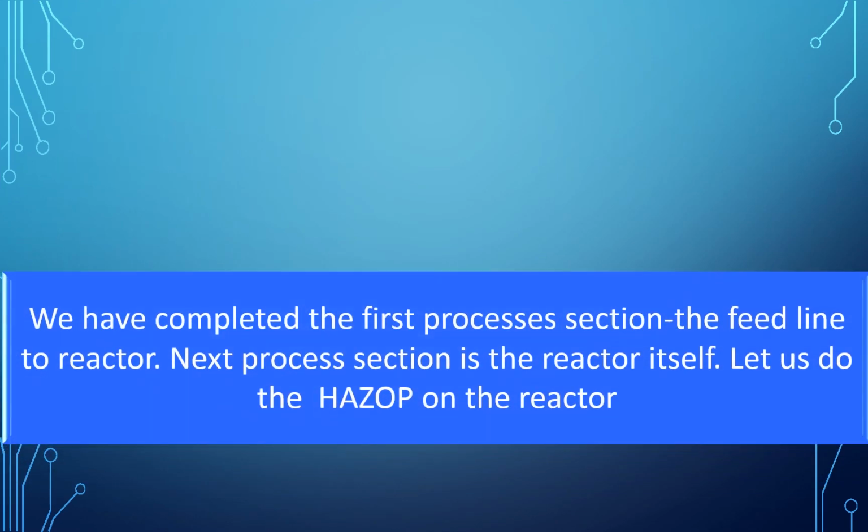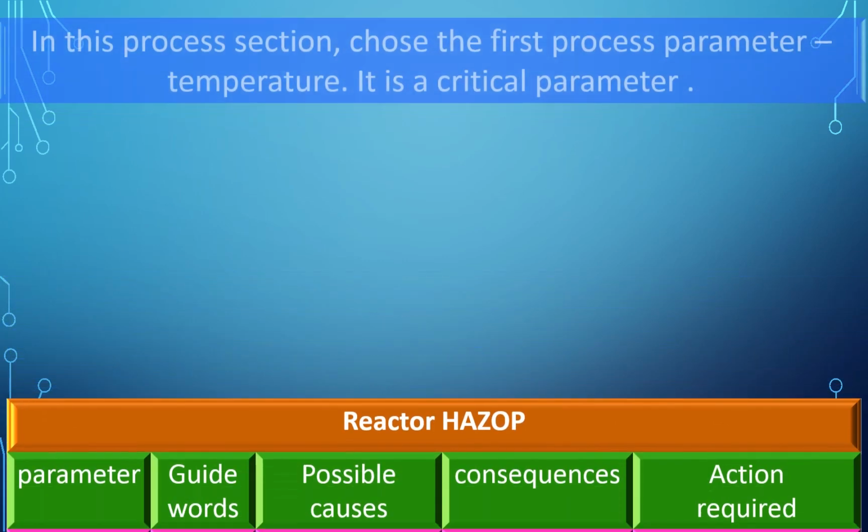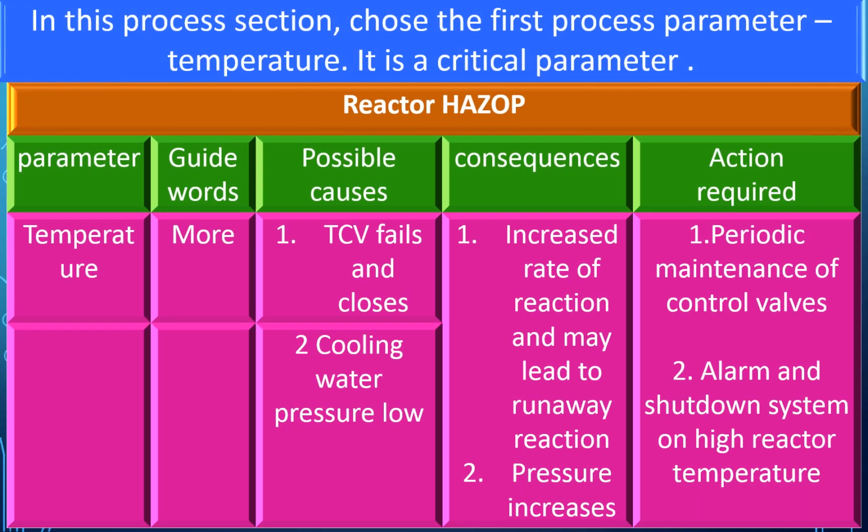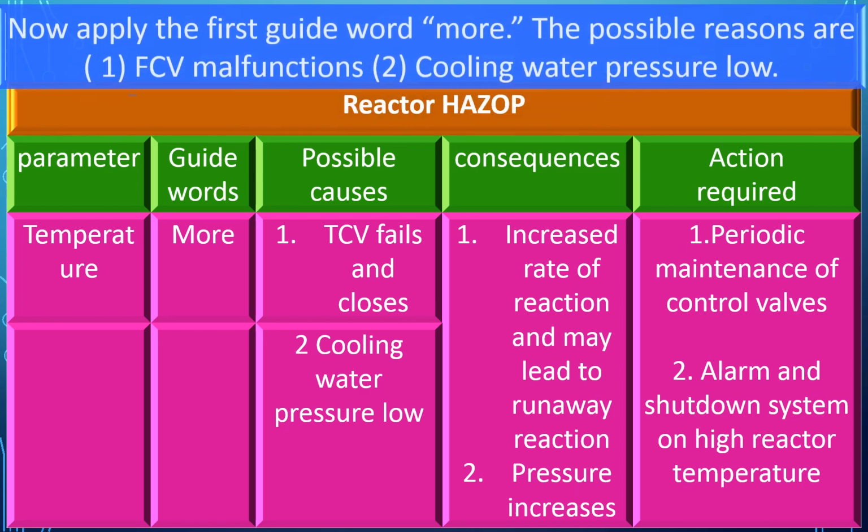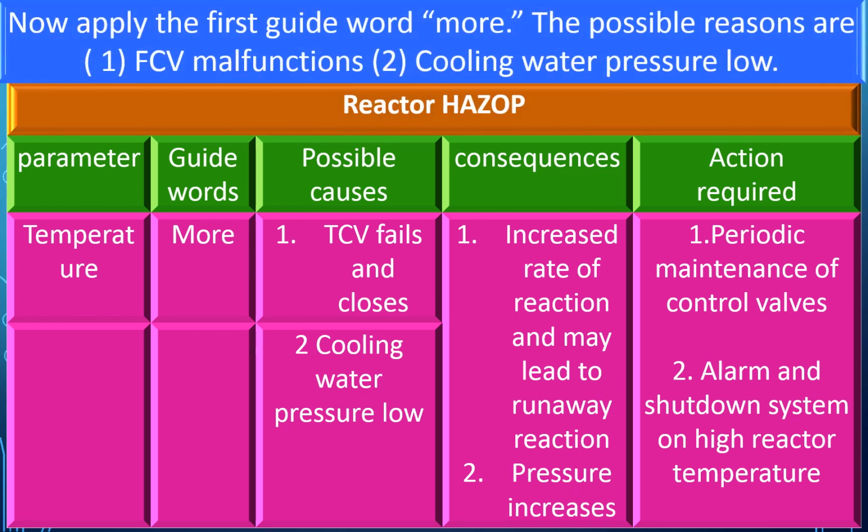We have completed the first process section, the feed line to reactor. Next process section is the reactor itself. Let us do HAZOP on the reactor now. In this process section, choose the first process parameter, temperature. It is a critical parameter. Now apply the first guide word more.